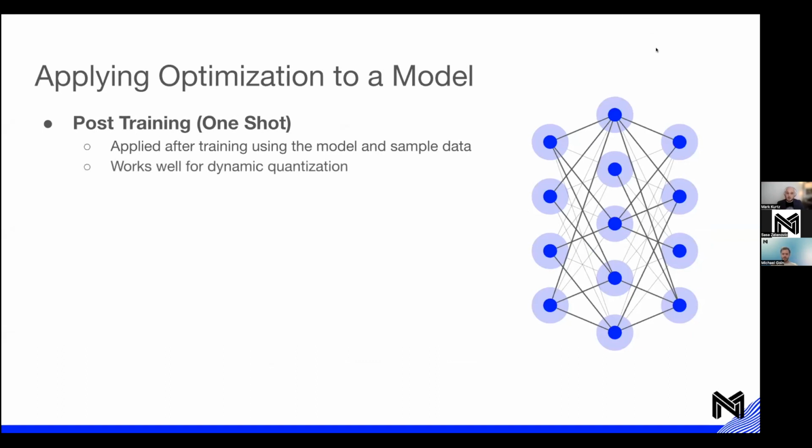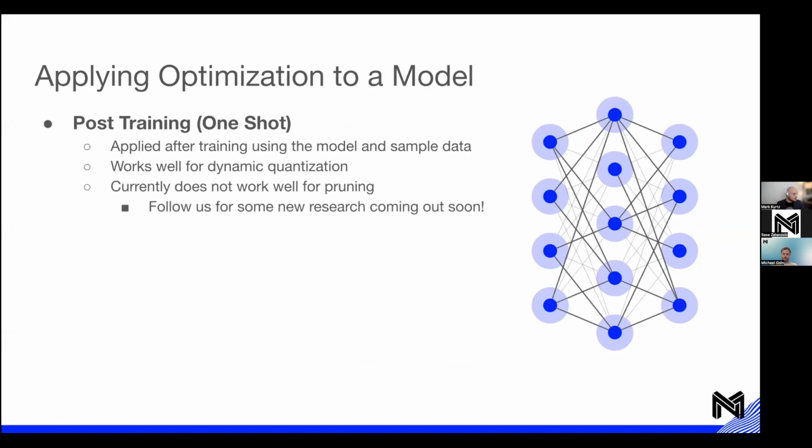It works well for dynamic quantization, but it currently doesn't work well for pruning. We drop a lot of accuracy if we try and do it for pruning. But we do actually have some new research that is currently going through a review process, and we're looking to actively productize that as well. So stay tuned for that, and definitely follow us to stay in the loop.